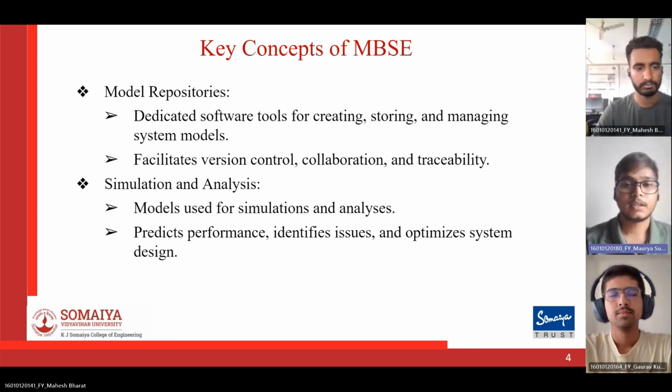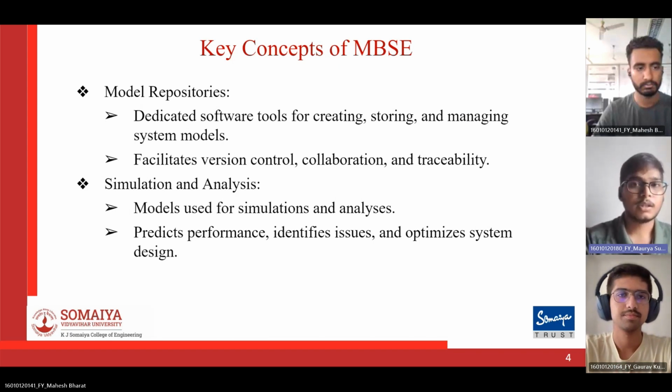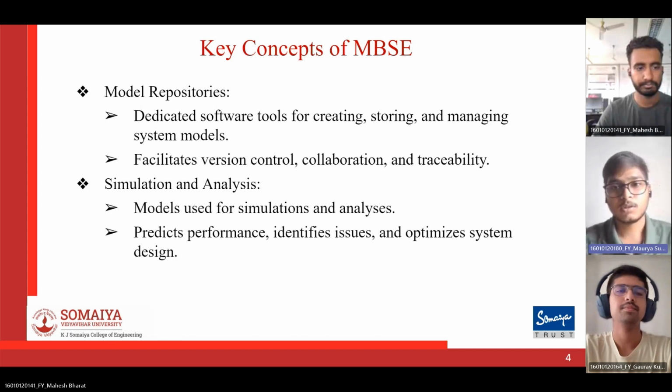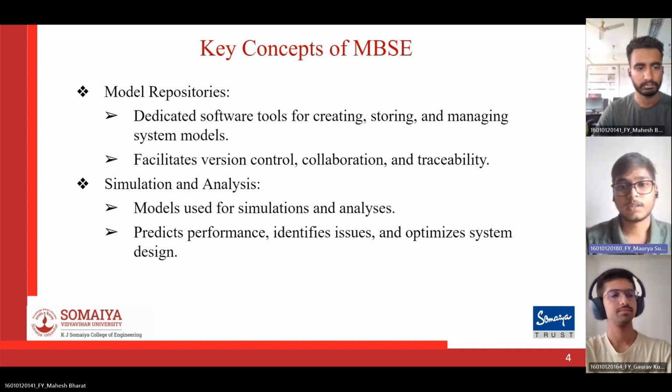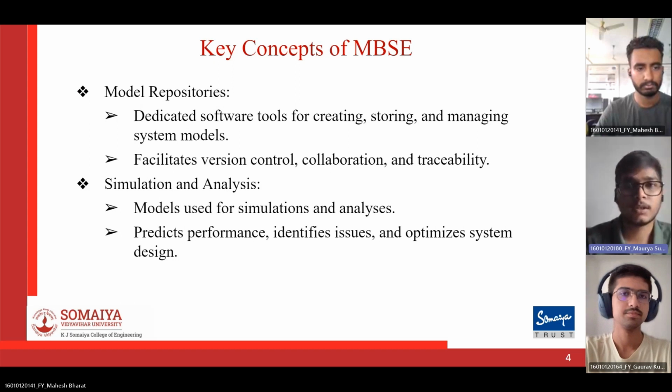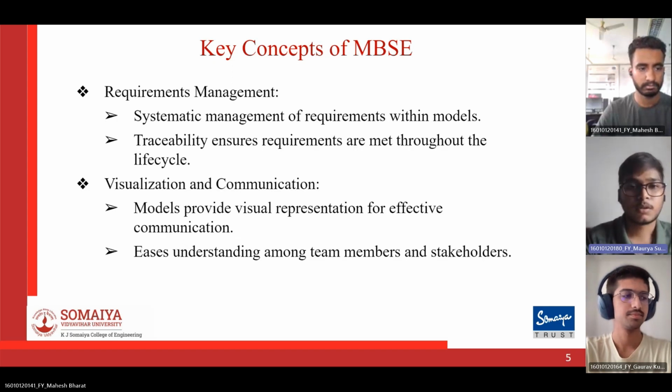Within MBSE, we have dedicated software tools known as model repositories. These tools enable us to create, store, and manage our system models, and facilitate version control, collaboration, and traceability, all of which are incredibly valuable when we talk about designing software systems. Additionally, MBSE involves simulation and analysis, where we use models to run simulations and analysis, predicting system performance. We identify issues and optimize designs. In the context of software architecture, this can be an invaluable tool for fine-tuning system behavior and performance. Now let us proceed to slide 5.